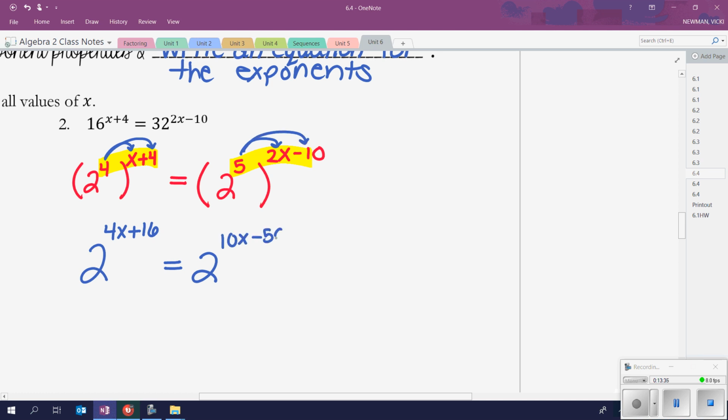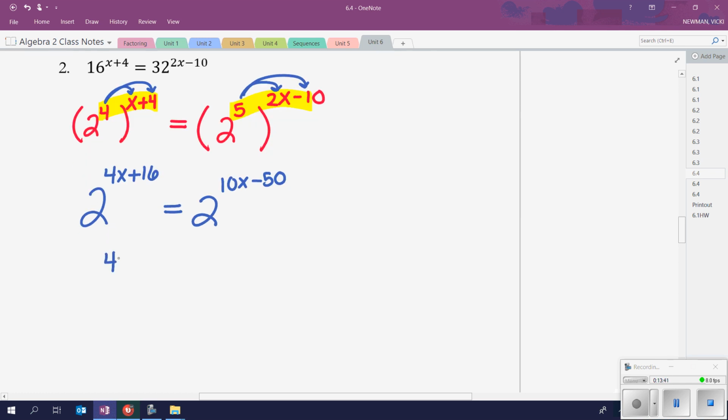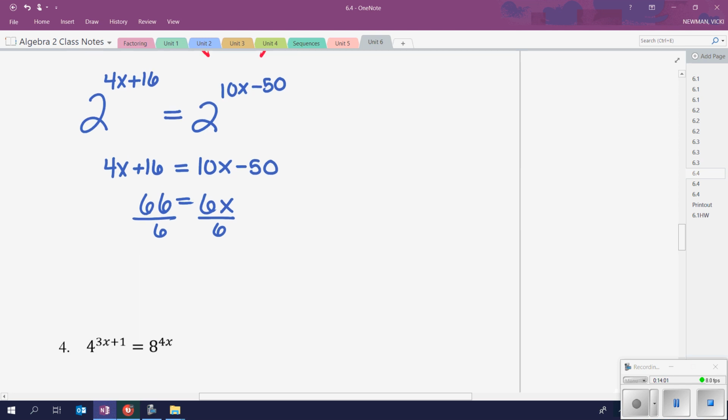minus 50. Now that we have the same base, I can set the exponents equal to solve the equation by properties of equality. So let's see, I'm going to bring the 4x over here, that's 6x. I'm going to add the 50 over here, that's 66. So x is equal to 11.